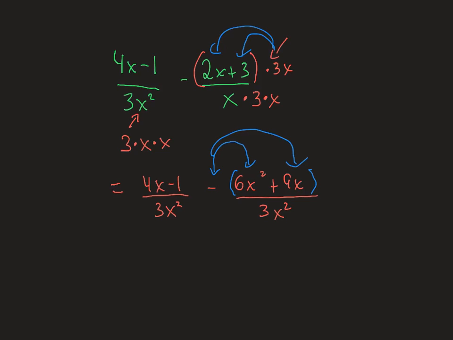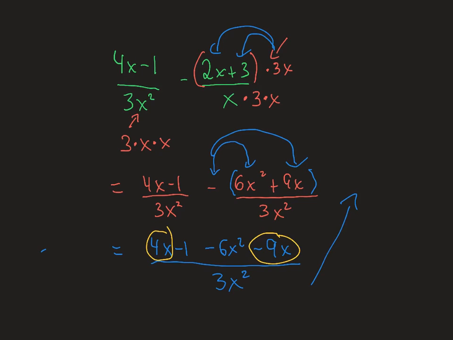So when you're doing it, you should have 4x minus 1, and you're subtracting from it 6x squared, and you're subtracting from it 9x, okay, minus 9x. All right? And then finally, get your like terms together. So the only like terms I have are the 4x and the negative 9x, which would give me negative 5x.